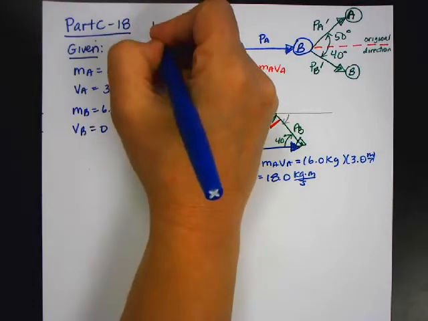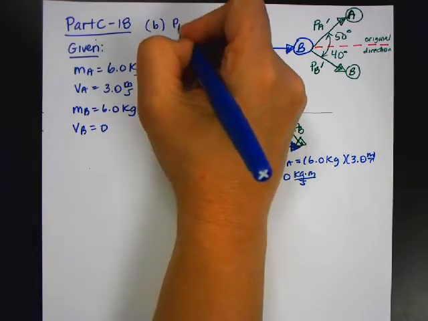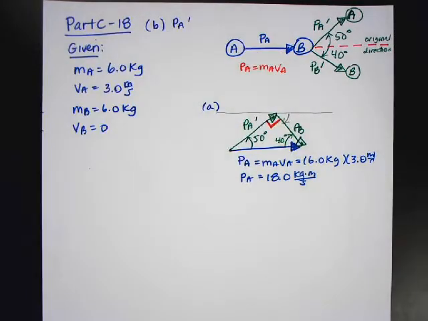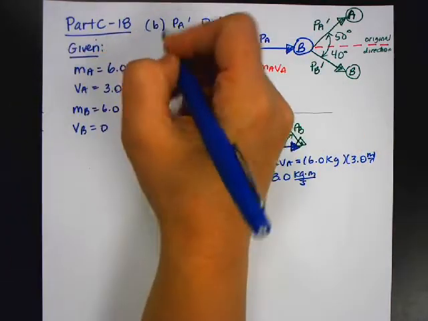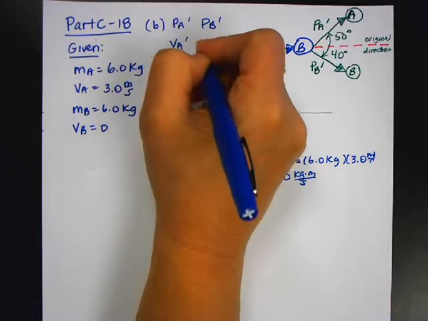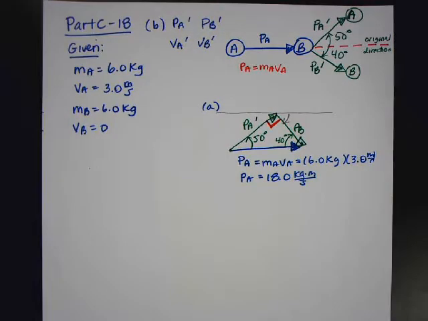Then for part B, and we have to add in because I had a typo, you're going to find the momentum of ball A and B after the collision, and then you're going to find the velocity of A and B after collision, which I didn't write on there. So you're going to find VA prime and VB prime. So I'm going to do all that stuff.